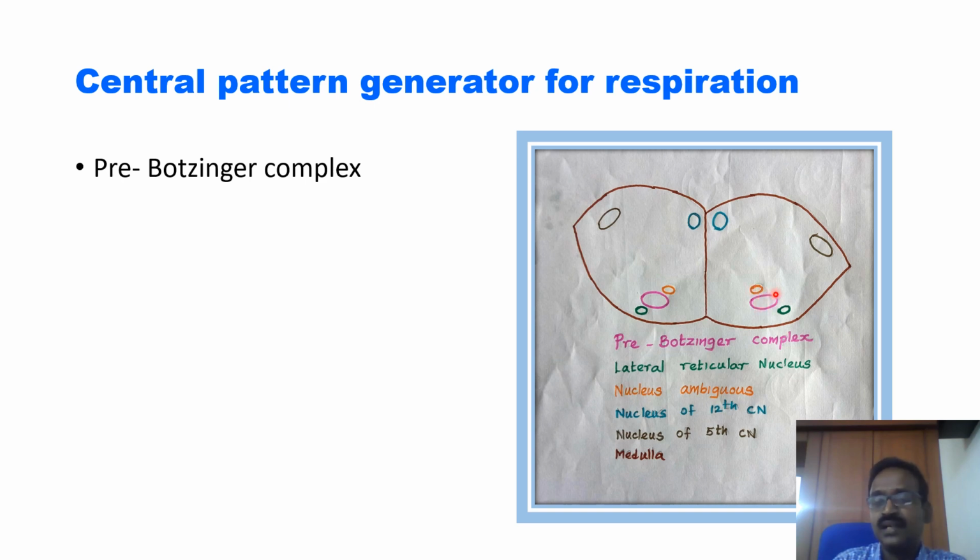This is responsible for spontaneous rhythmic respiration. It is also closely associated with the nucleus of the 12th cranial nerve and the nucleus of the 5th cranial nerve, also located in the same cross section of the medulla.